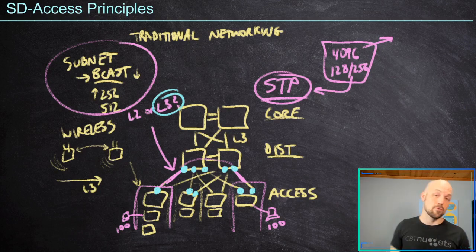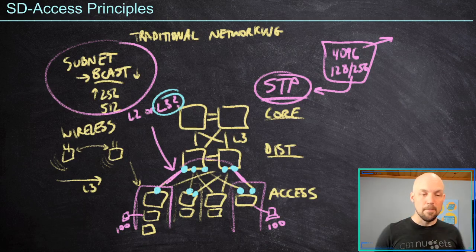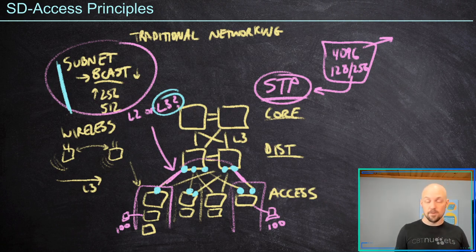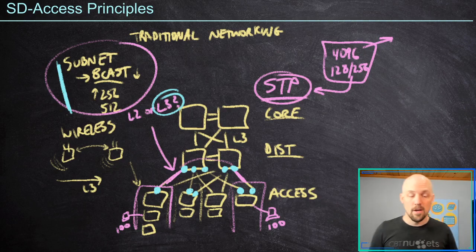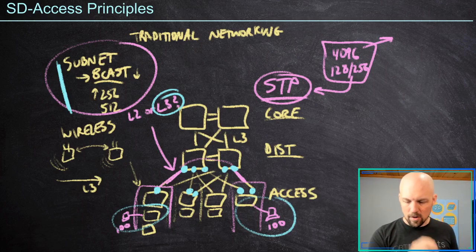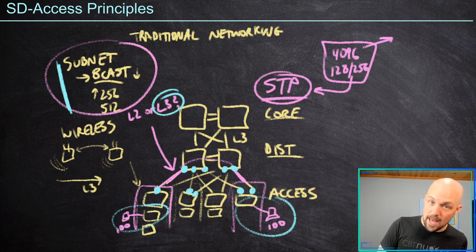Well, it certainly solves the spanning tree problem. We no longer need spanning tree at all in this environment because we don't have broadcast domains. But keep this part in mind over here. If we do layer 3 to the edge, it does force us to have small broadcast domains, and so that actually is a good thing. At least it helps us contain them. But we are no longer in control of that. Because, for example, this scenario here where I need a client on VLAN 100 here and a client on VLAN 100 over here, that's a scenario that cannot happen when we have layer 3 to the edge.